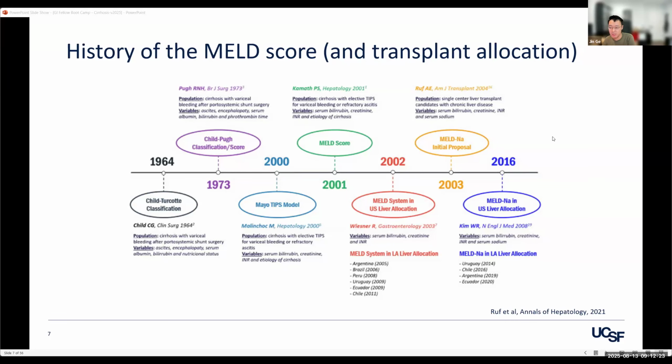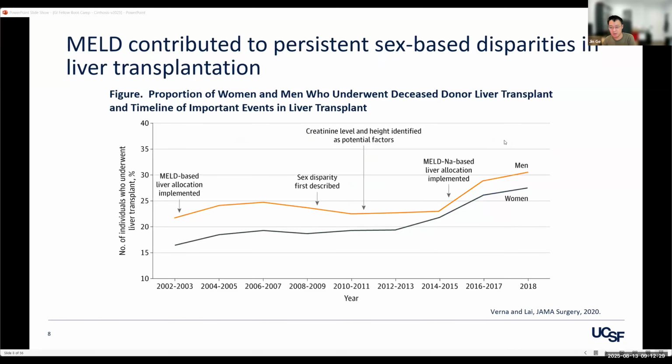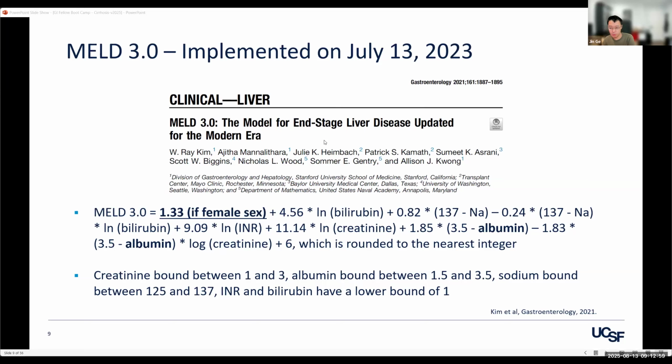And so MELD sodium was adopted in 2016, but this changed in 2023, and this was because I think people started to understand that the MELD score and MELD sodium was associated with persistent sex-based disparities within liver transplantation. This is a very nice graph that Jen Lai actually created, which looked at the discrepancy between men and women getting liver transplants in the United States, and how the MELD sodium and the MELD score did not really correct this issue. And so this led to the introduction of MELD 3.0 by the group over at Stanford. And this was adopted by UNOS in July of 2023.